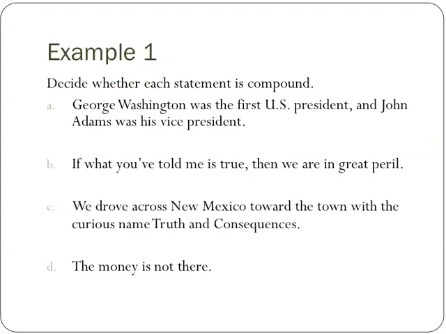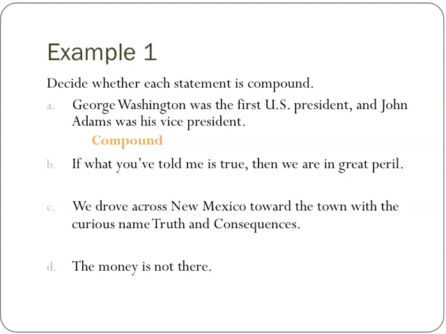All right, let's take a look at these examples. We're going to decide whether each statement is compound or not. So here's the first one. George Washington was the first US president, and John Adams was his vice president. Again, we don't care if it's true or false right now, we just want to know, is the statement a compound statement? Well, can we break it down into multiple parts, which each can have either a true or a false value? So, George Washington was the first US president. That's one piece, right? Could be true or could be false. And John Adams was his vice president. Also could be true or could be false. So this one we would say is compound.